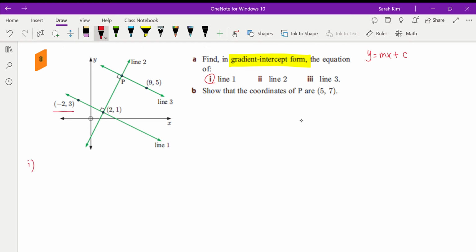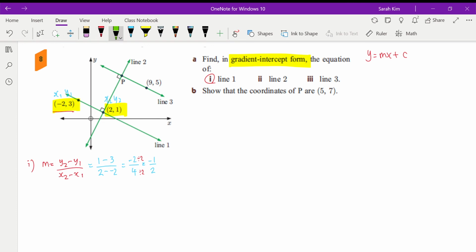For my line 1, I've got my 2 points. Maybe I'll highlight them for you. All I have to do is find the gradient and then substitute it into one of the formulas with one of the dot points. So let's find the gradient, using the formula we're used to, and then I have to label it. My y2 is 1, y1 is 3, x2 is 2, x1 is minus 2, so I get minus 2 over 4, which I simplify down to minus a half because I can divide this one by 2, and I can also divide this one by 2.